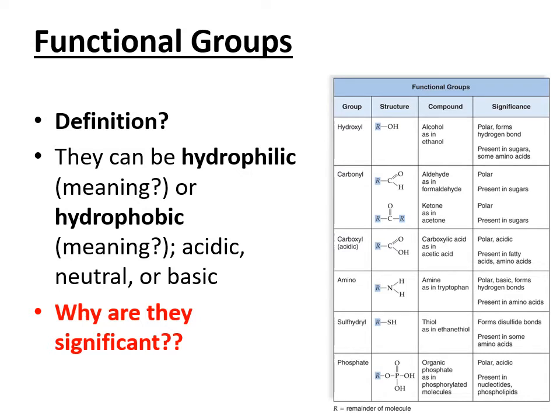Okay, so when we ask why functional groups are significant, it's because they give molecules their specific properties, meaning they will determine how molecules interact with other molecules, how molecules bend and fold, and where these molecules will want to be in cells or in the environment. And the reason for that is that there are different types of functional groups. Some, as you see listed out here, will be hydrophilic or hydrophobic.